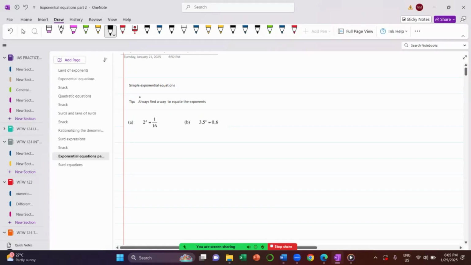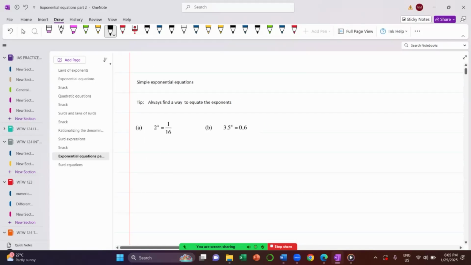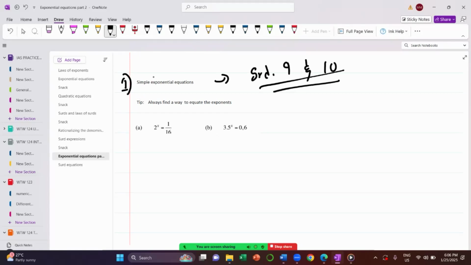Okay, so the first order of business, we are going to be dealing with simple exponential equations, which is a topic that you must be familiar with from grade 9 and grade 10, right? So the tip that I always have for simple exponential equations is that you must always find a way to equate the exponents. This is very important, guys. Find a way to equate the exponents, right?